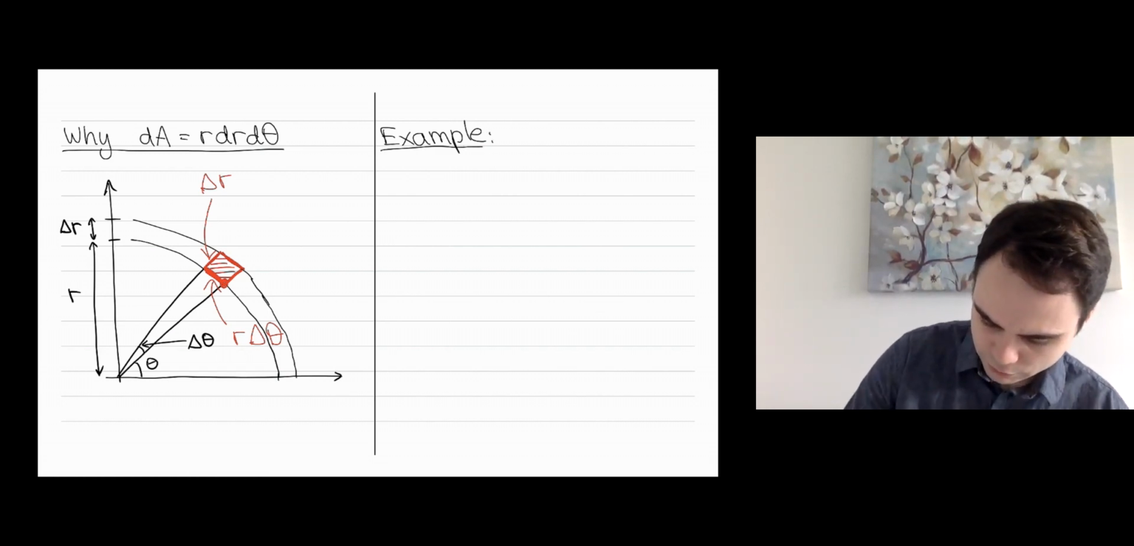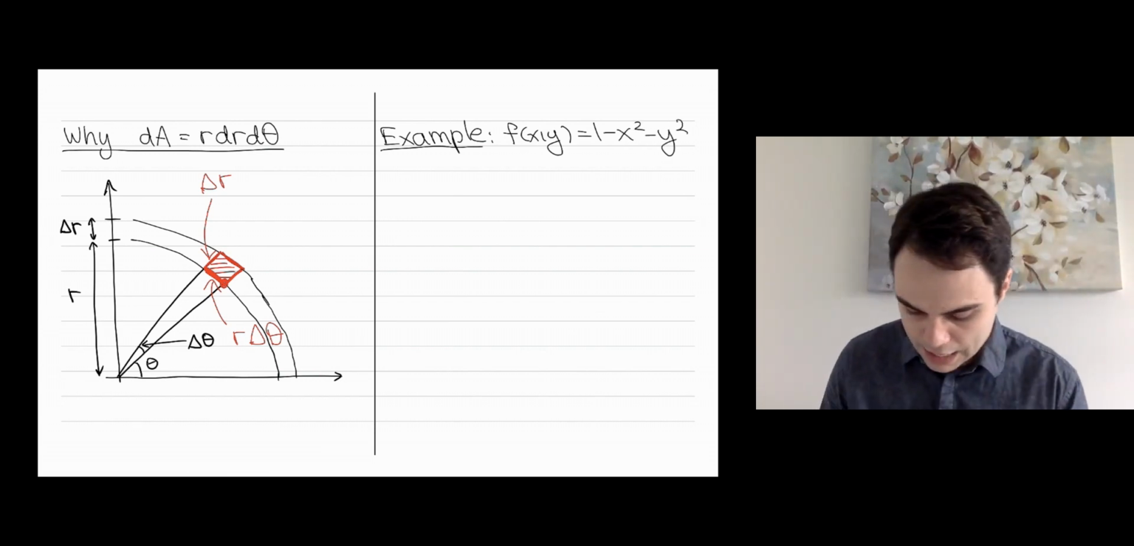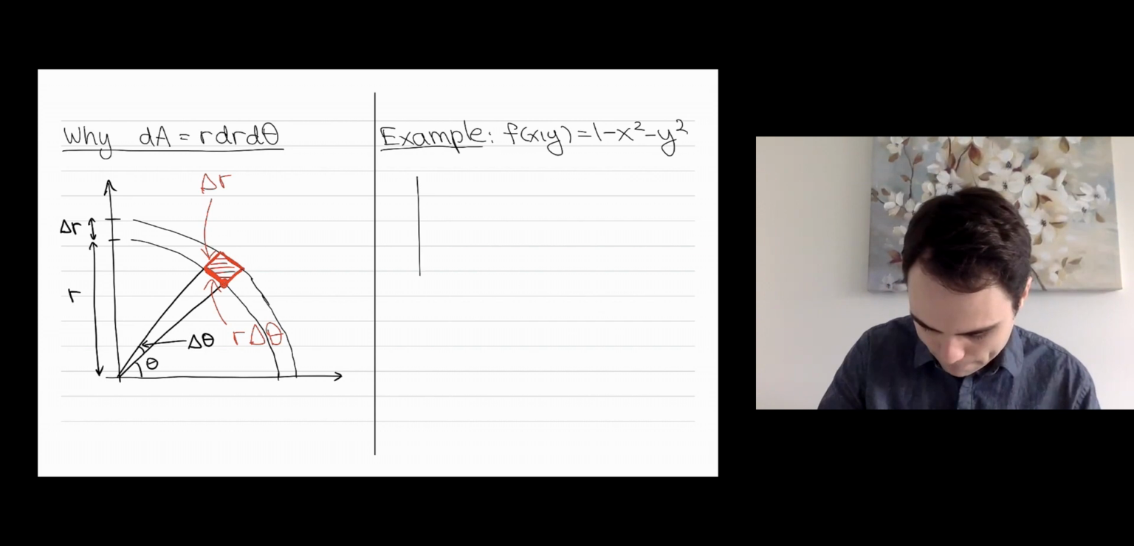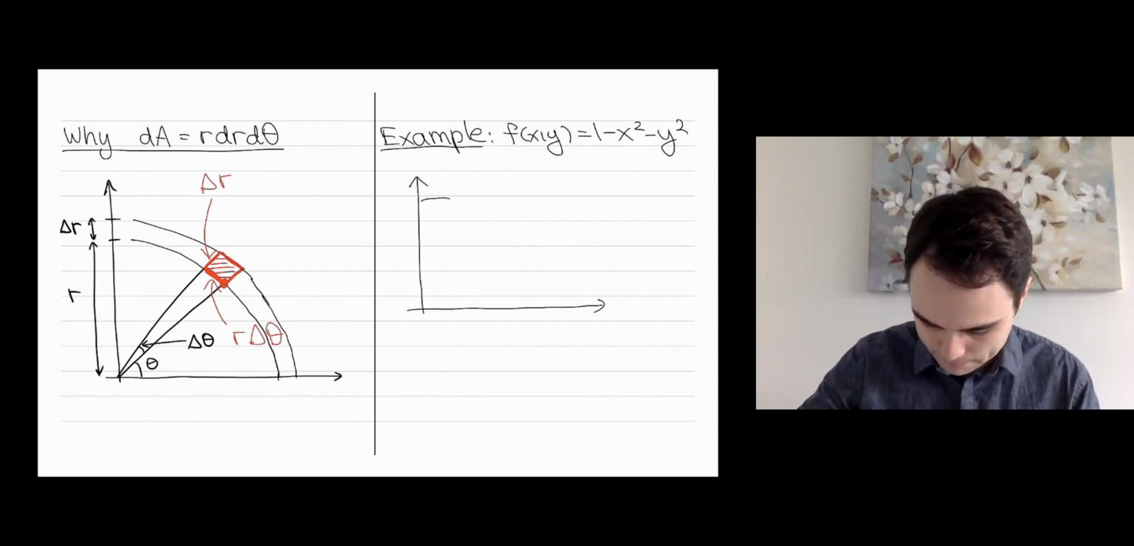So the function we'll be integrating is 1 minus x squared minus y squared, and the region is going to be a quarter disk.